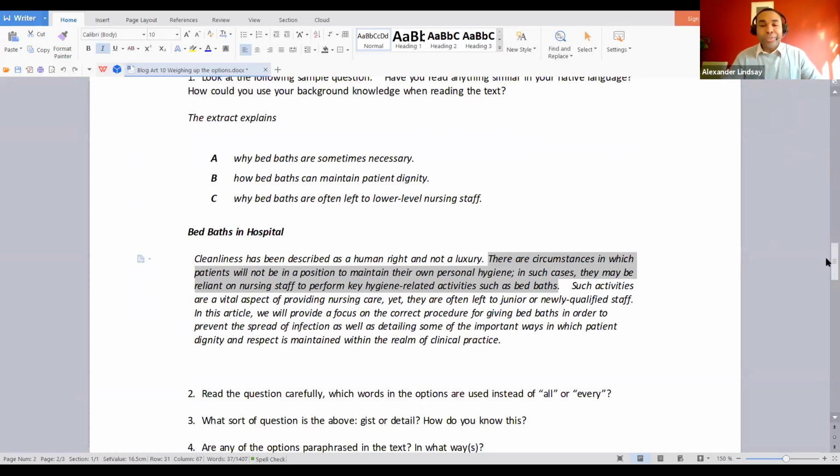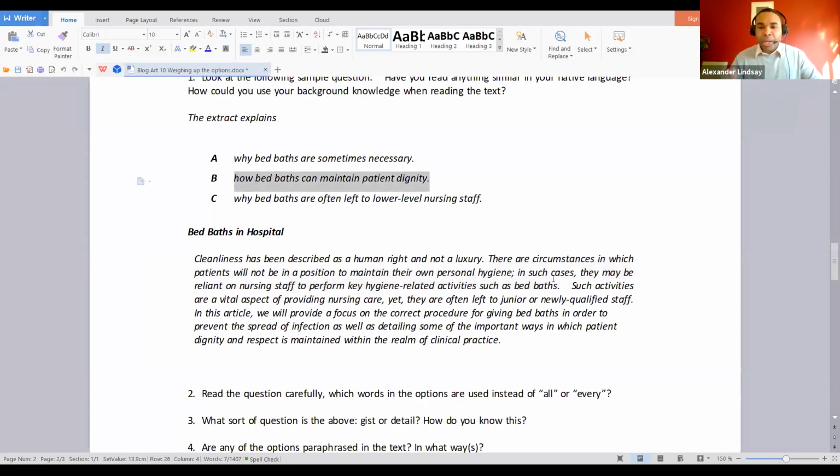And so, if we can find the answer by underlining a specific part of the text, that tells us that what we've just faced is a detail question. We found the answer within the text, we got the details, and there it was. So for those of you who chose A, there you go. And you even have the paraphrasing of sometimes, because you know why bed baths are sometimes necessary. That's paraphrased here by saying that they may be reliant on nursing staff to perform hygiene-related activities such as bed baths.